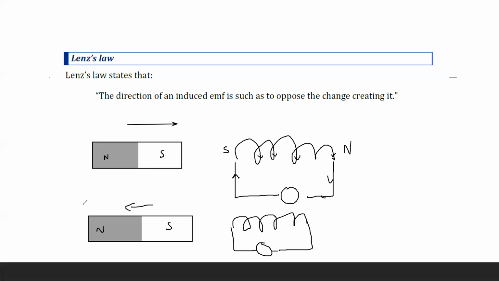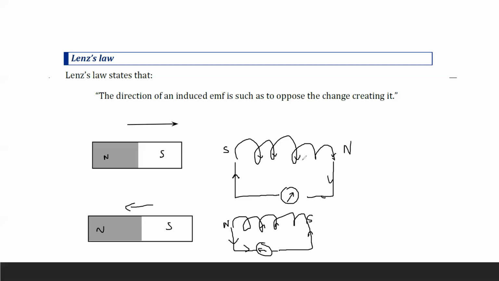As the magnet is moving away, the strength of the magnetic field is decreasing. So this coil will try to increase it. How will it try to increase? The left hand side appears to be north, and the right hand side appears to be south. And the direction of induced current will be opposite to that of the original. So if here the needle was deflected towards the right, in the other case the needle will deflect towards the left.